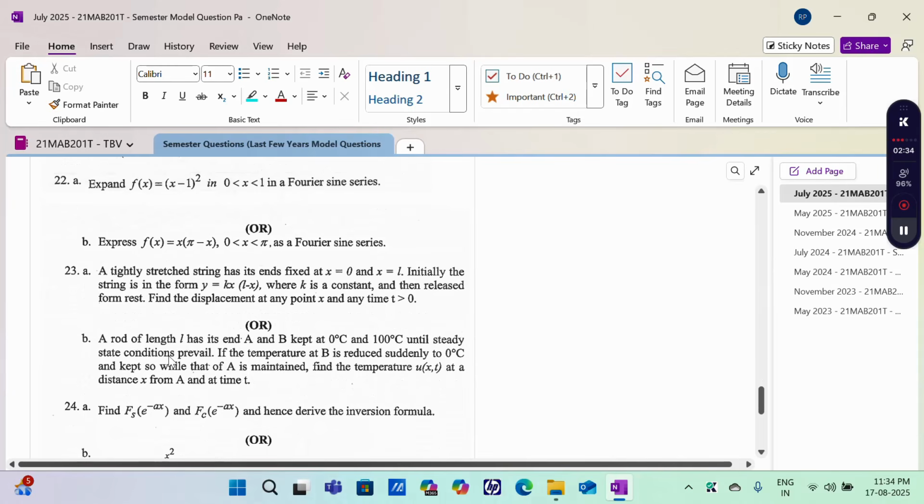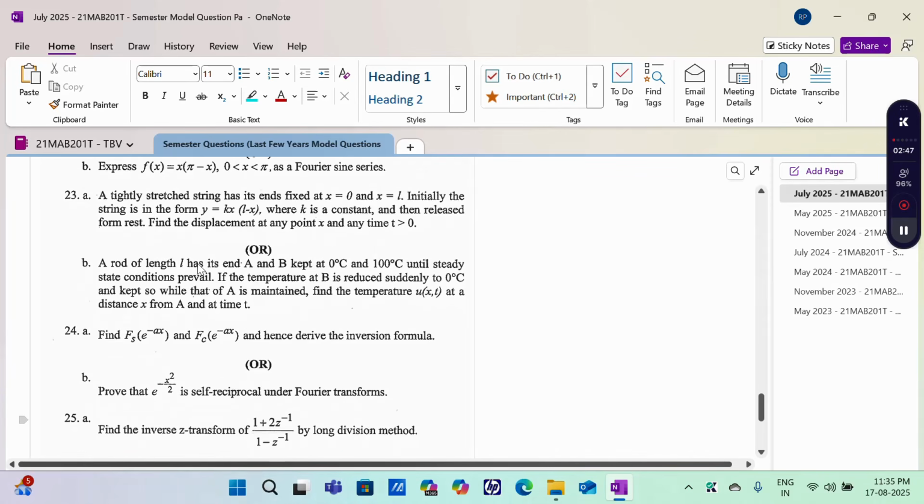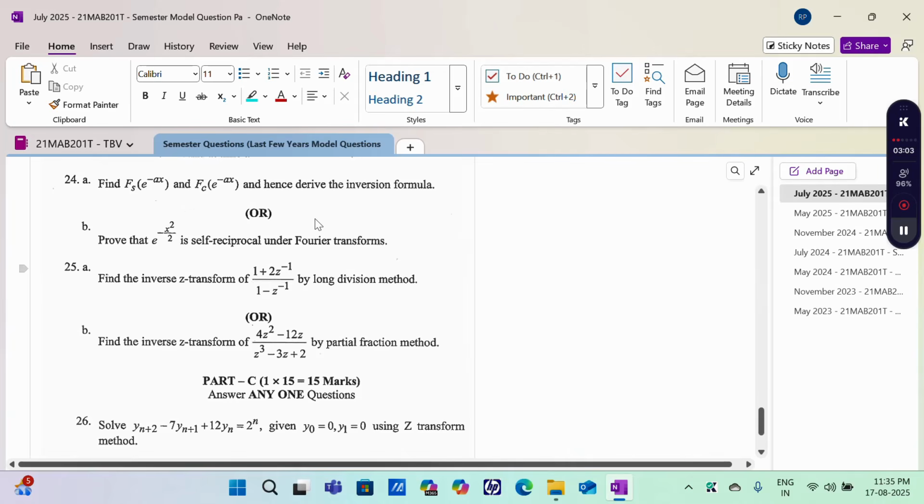And 22A is unit 2, Fourier series. So Fourier sine series, with the range 0 to pi, 0 to L, where L is nothing but 1. And 23A and B are problems on the one dimensional wave equation, when the string is involved, and the one dimensional heat equation, the temperature. And 24A is the Fourier sine transform, Fourier cosine transform, and a self reciprocal problem in Fourier transform.